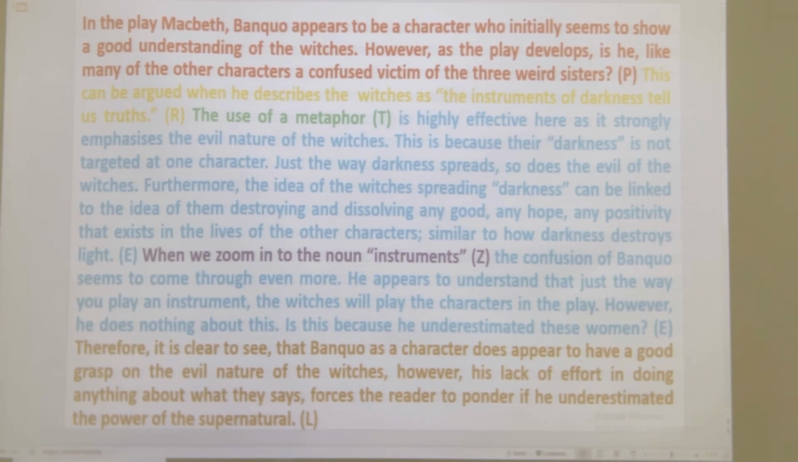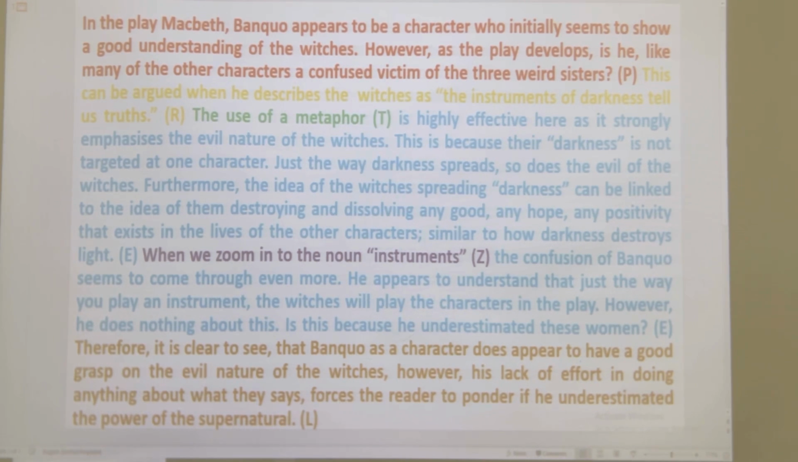Guys, so there is a paragraph that I have just written. I've made a few tweaks, I've made a few changes, but as you can see guys, there is the basic structure of a PRTEZEL paragraph. P, R, T, E, Z, E, and L. The two biggest parts of the paragraph are the blue, and these are my two parts where I am explaining the effect. Now, all I would do guys in an exam is I would do a paragraph like this 4 times.